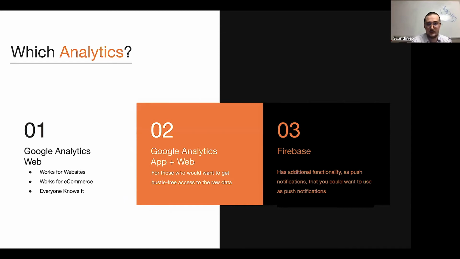Still, we considered Google Analytics App and Web due to the option to export data to BigQuery, as far as I recall, and Google provides you with a free export of the raw data, which is nice. And the third one was Firebase. It has some additional functionality, like it allows you to have push notifications, but all in all, we didn't go for it, as it's much different from both Google Analytics App and Web and just Google Analytics for Web.